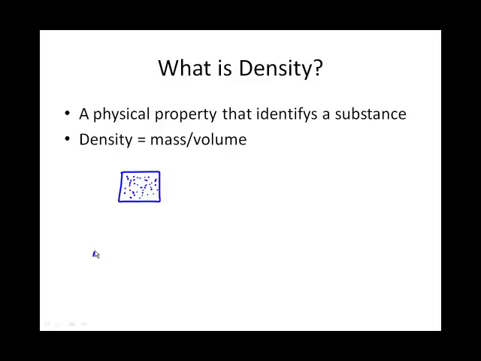Another thing to note, we're going to be doing some calculations, and we're going to be able to use the concept that mass is equal to density times volume. And we'll come back to this nifty little item that we can use to help us calculate different quantities in a minute.